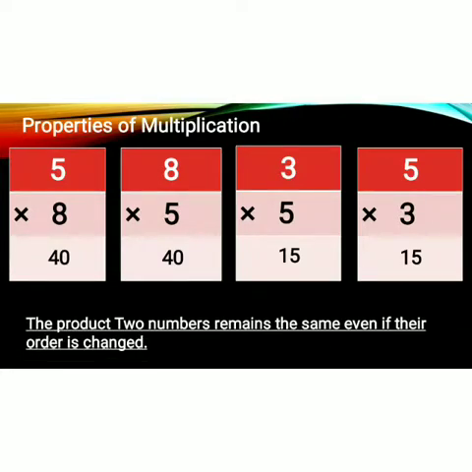So the product of two numbers remains the same even if their order is changed. If we change the order of the given numbers, then also the product of the given numbers, or the answer of multiplication, is the same.